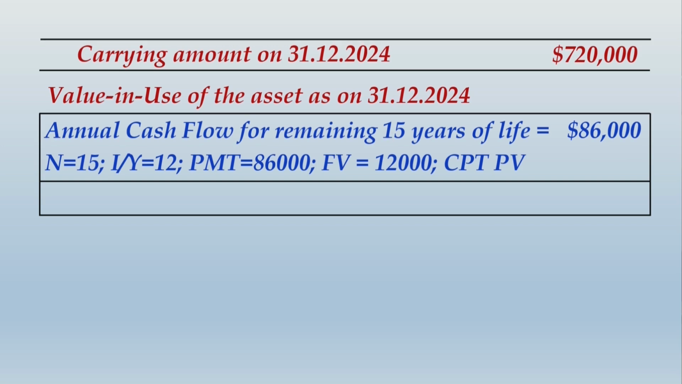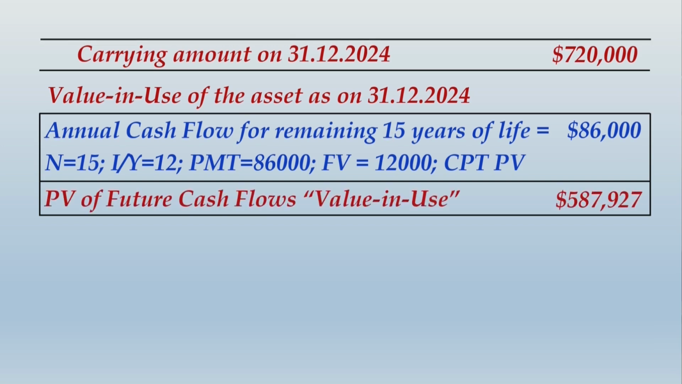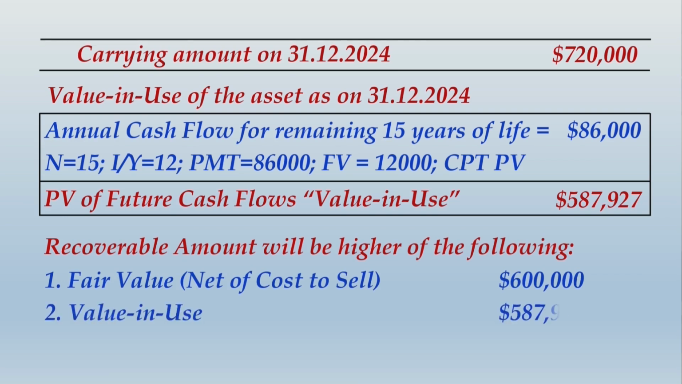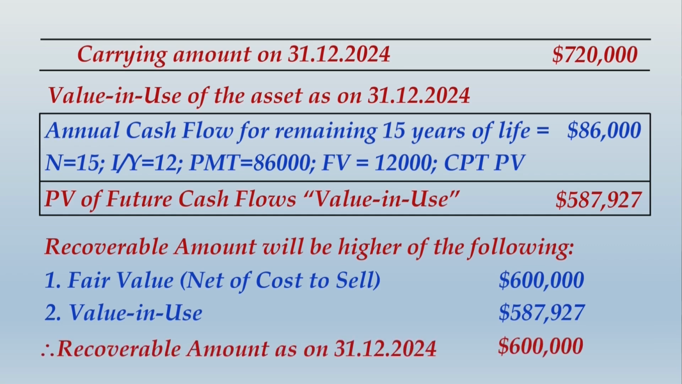When you compute the PV, the resulting PV indicates the value in use, which comes to 587,927, and when you compare that with the fair value less cost to sell, which is given as $600,000, it is definitely higher than the value in use. So, higher of these two will become the recoverable amount on 31/12/2024, that will be $600,000. So, now you can systematically take note of these workings in your notebooks.